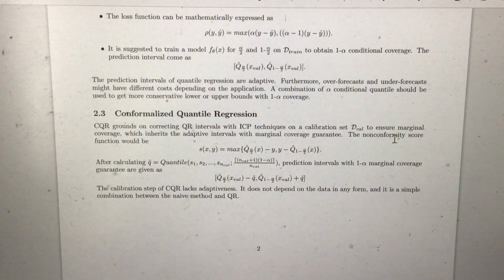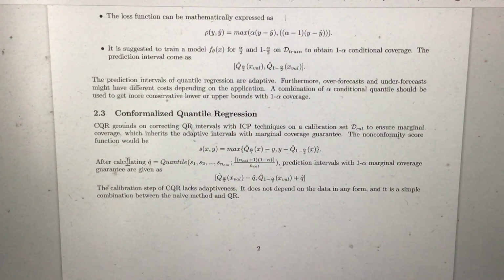Okay, so the next part will be conformalized quantile regression. We call it the CQR. The CQR grounds quantile regression (QR) intervals with ICP techniques on the distribution sets to ensure marginal coverage. It inherits the adaptive intervals with marginal coverage guarantees. The non-conformity score function will be the maximum of q hat alpha-over-2 of x minus y, or y minus q hat 1 minus alpha-over-2 of x.